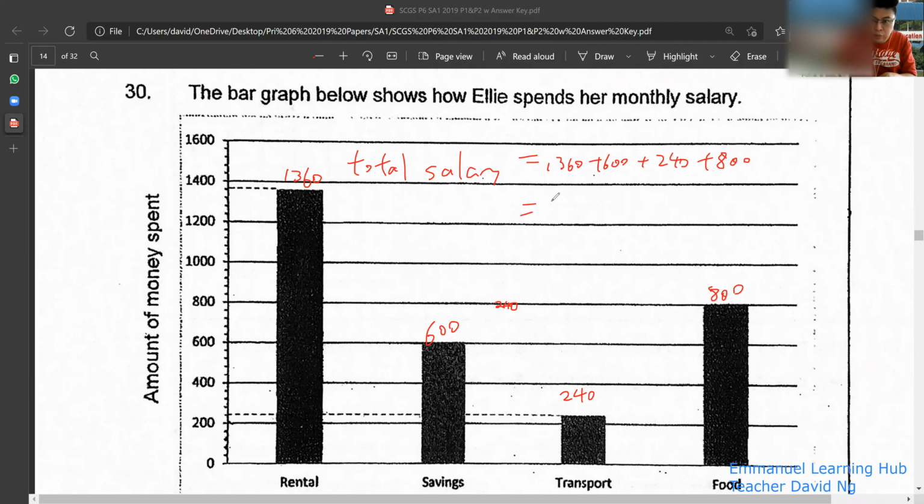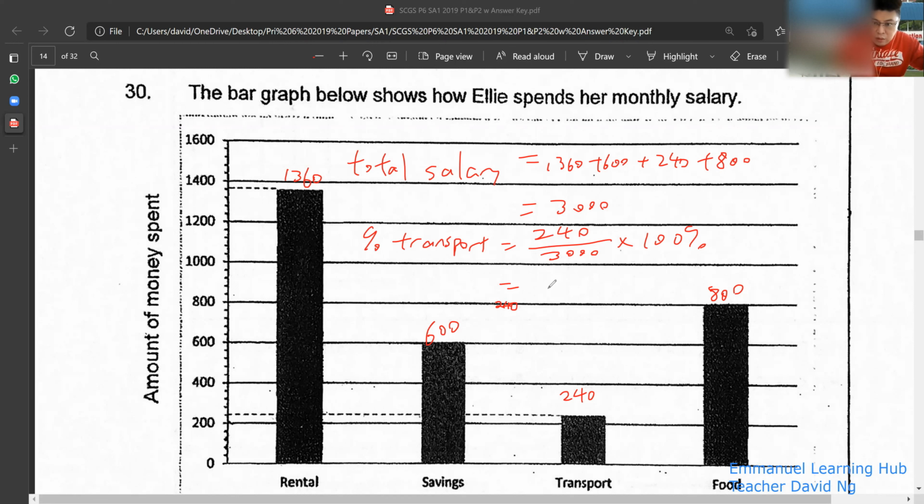Is 3,000. So the percentage she spent on transport will be 240 divided by her total salary times 100%. You understand this part? Can understand all this part? Yeah, you understand. Very good.